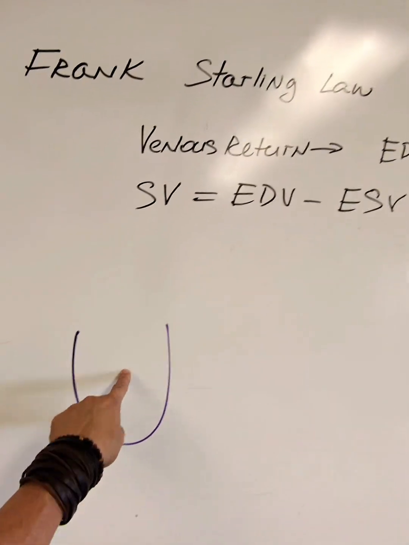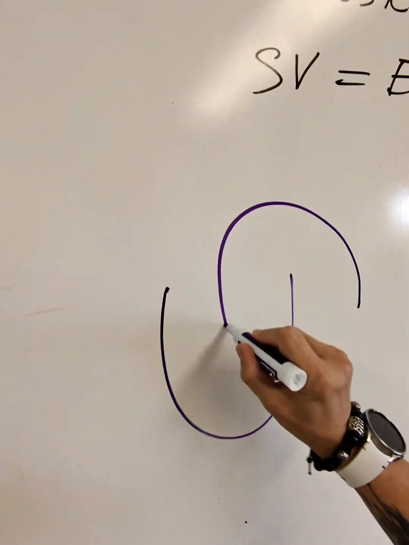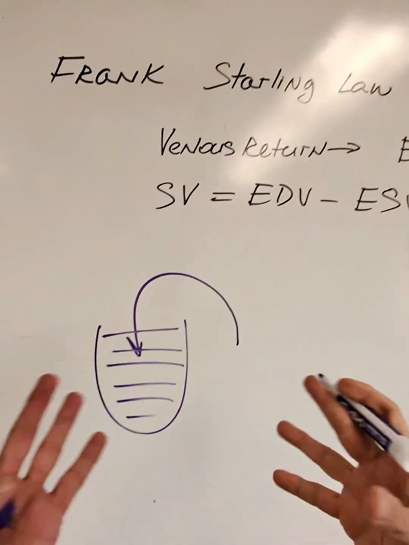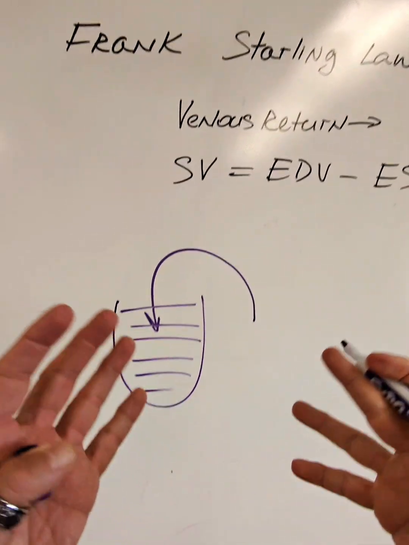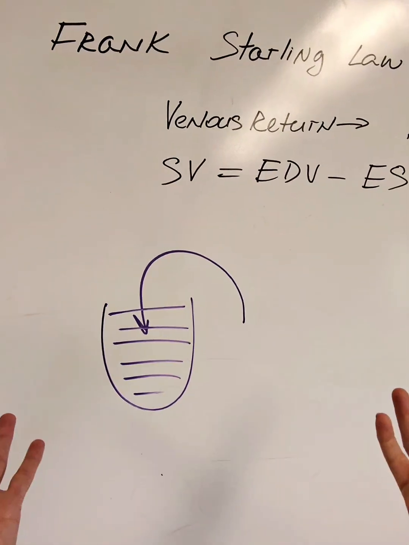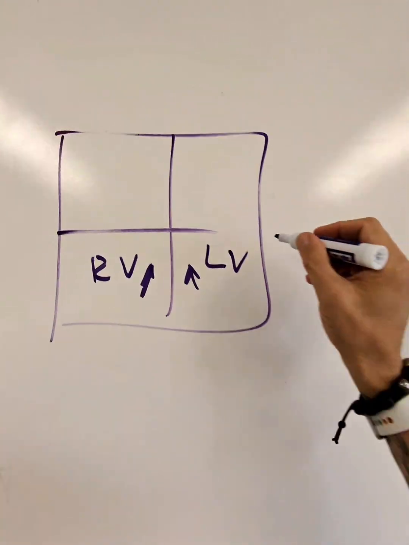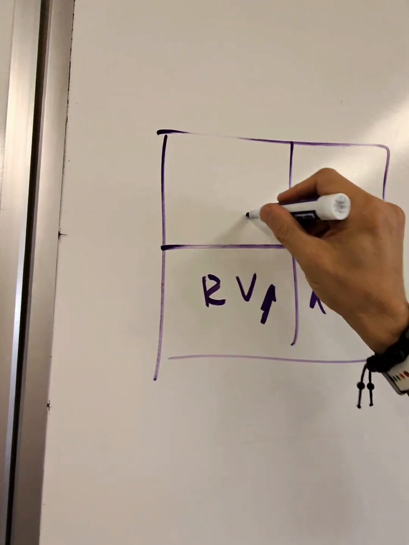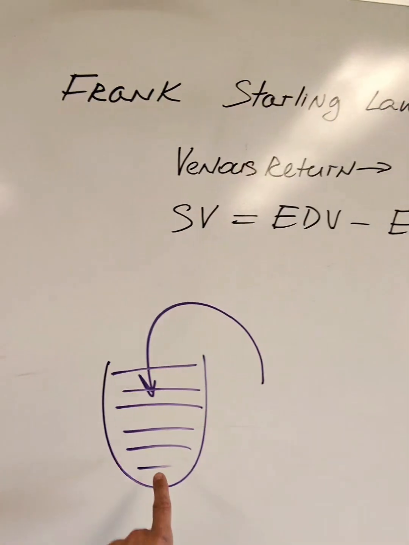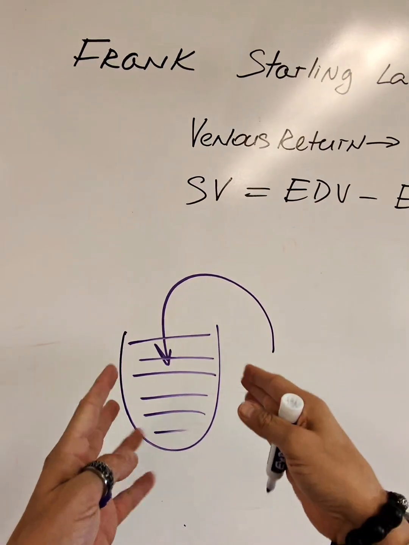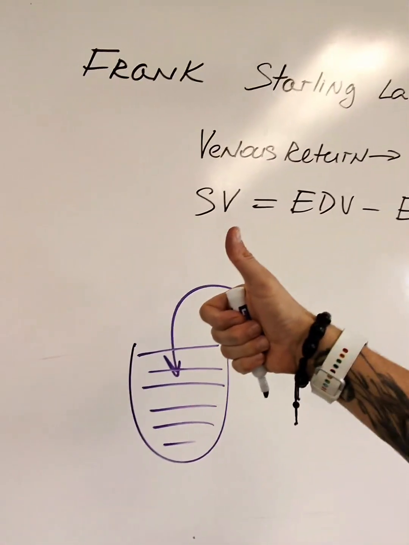End diastolic volume is the amount of blood that ends up in your ventricle during the diastole, during the heart relaxation, when the heart is relaxed. When the heart is relaxed, the blood fills the ventricles. So the blood from the atria ends up in both ventricles. That's the end diastolic volume: how much blood is in the ventricle before the ejection.